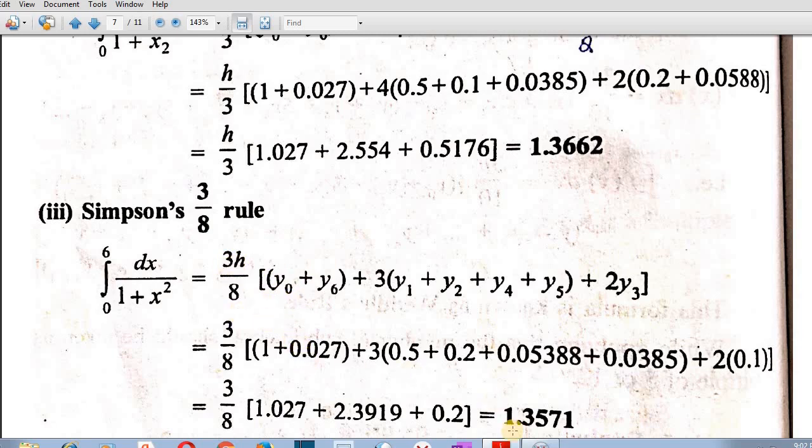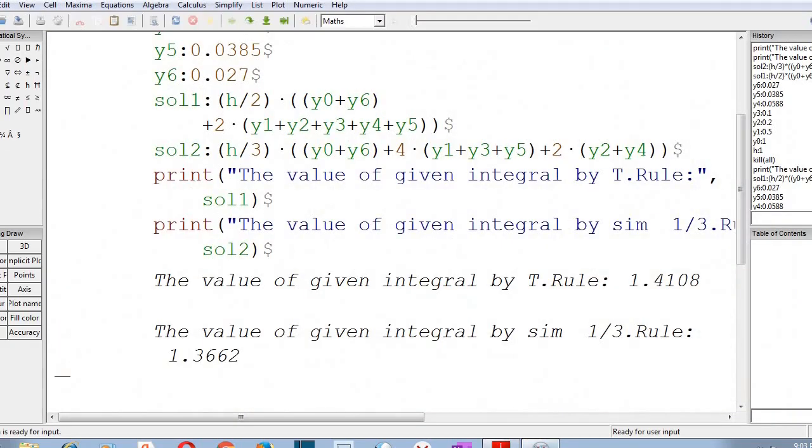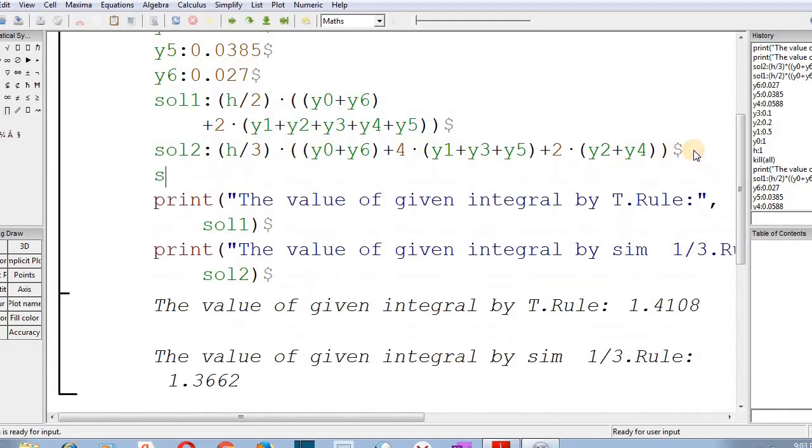This is the Simpson's 1/3 rule. Let me do that also by the third formula. Here I will write solution 3. What is that? 3h by 8, 3 star h by 8, right?